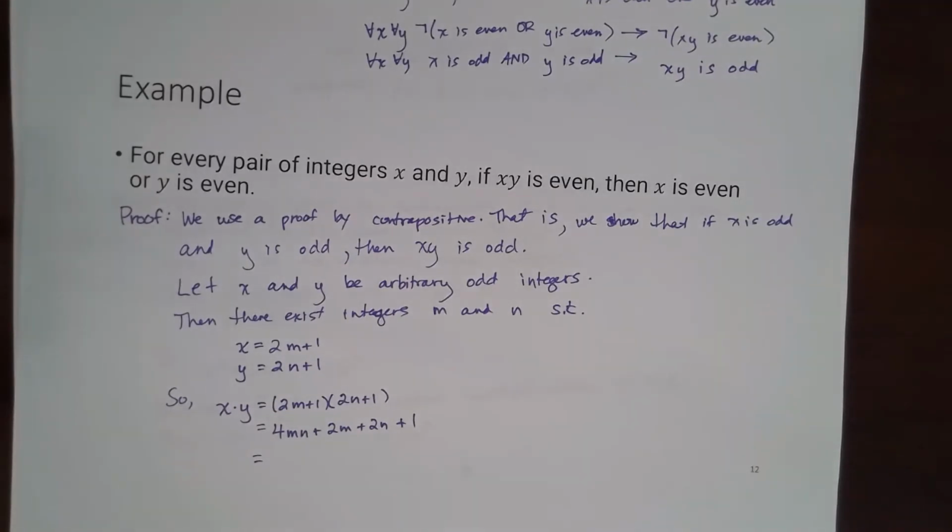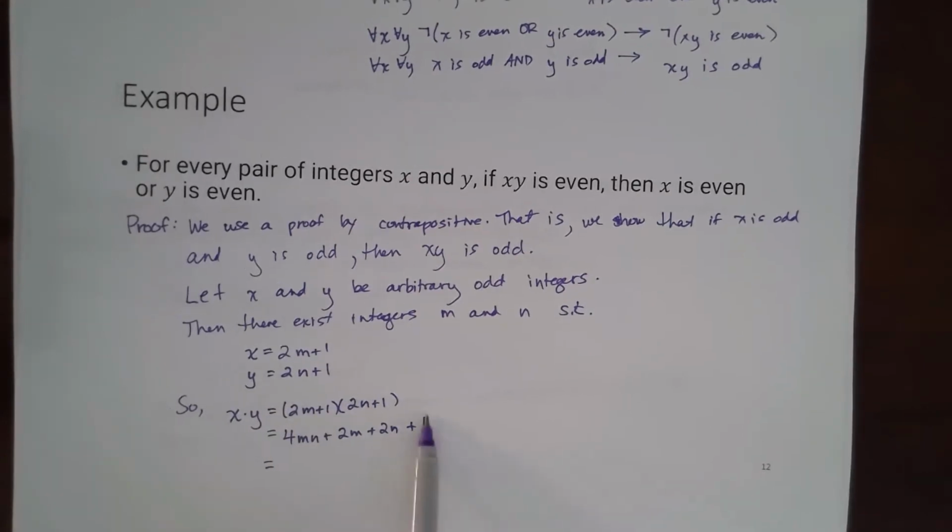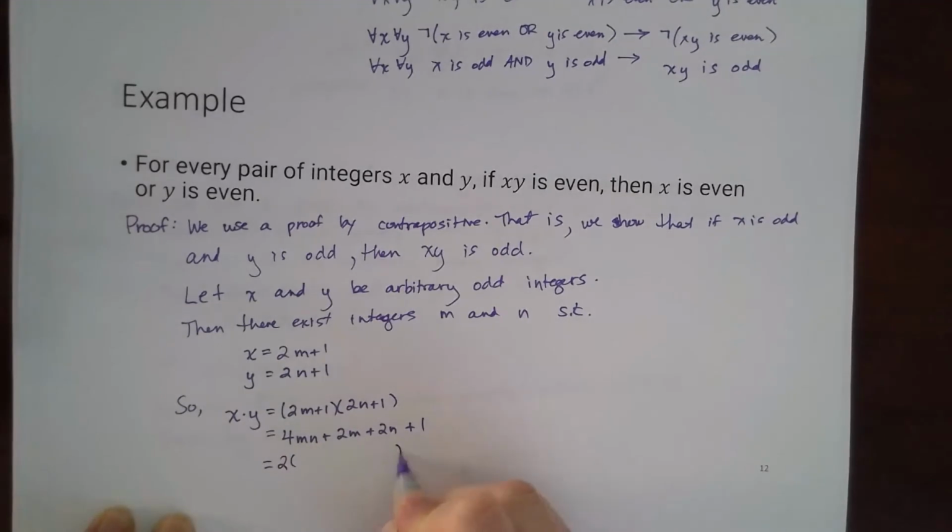Pull out a 2 from the first 3 terms and leave this desirable plus 1 at the end that we want to meet our definition, right? In order for something to be an odd number, I need it to be 2 times some integer plus 1. So that plus 1 out there is nice. I leave that alone, and I just pull the 2 out of the first 3 terms. So I'll have 2 times (2mn plus m plus n), plus 1.